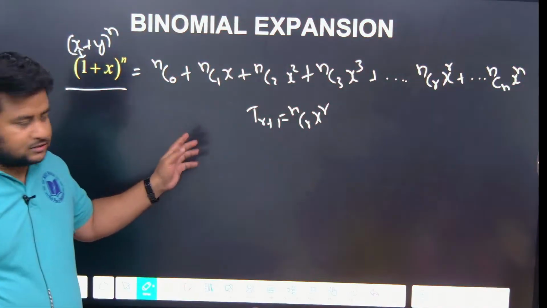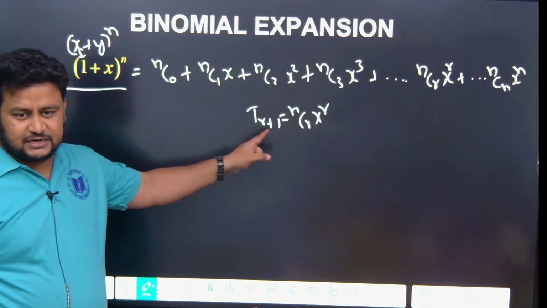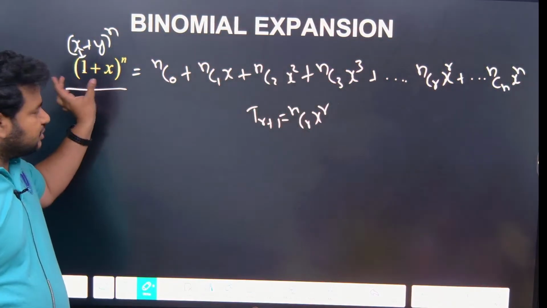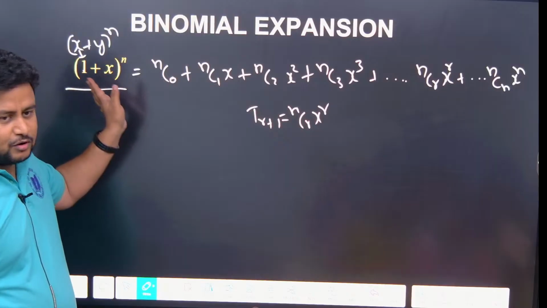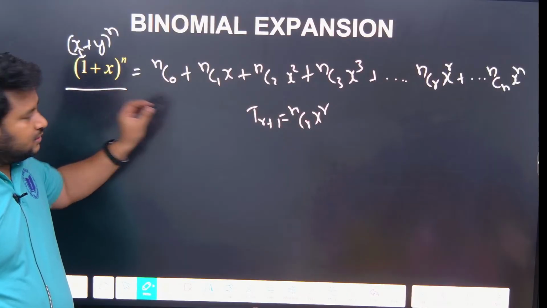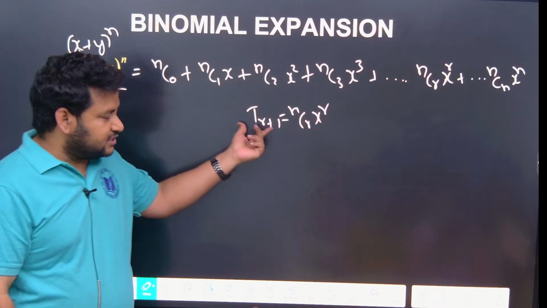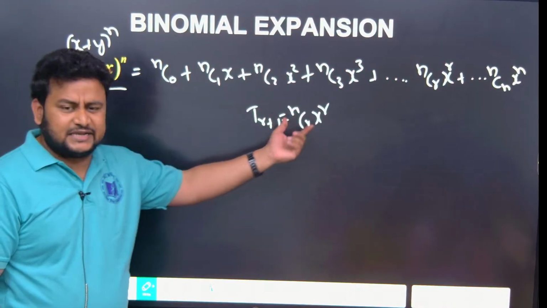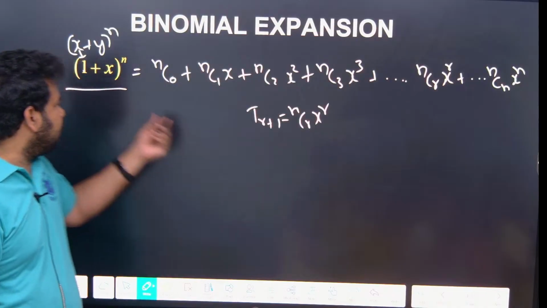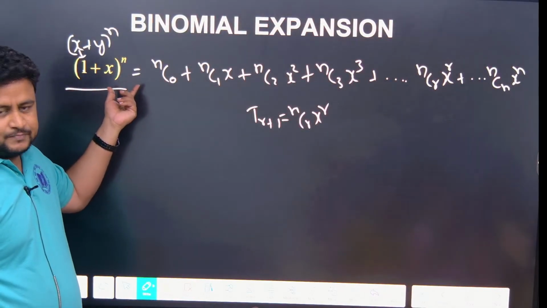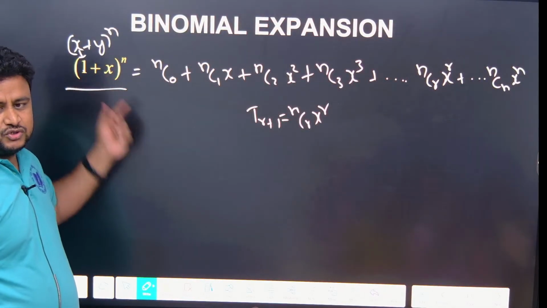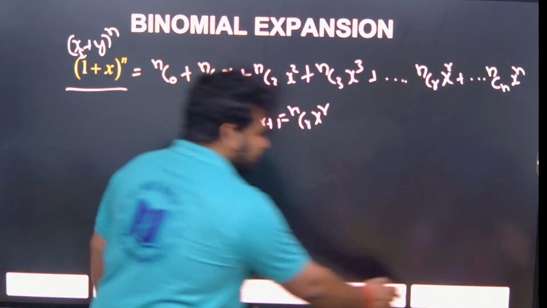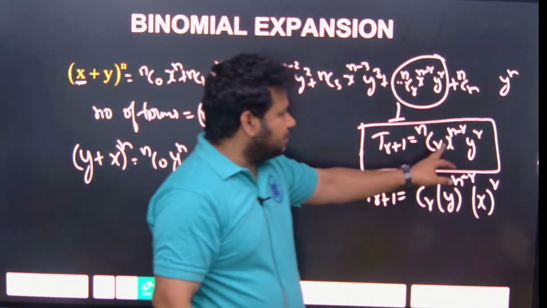How to write this? So, T(r+1) term can be written as nCr x^r. This is the thing you have to remember when it comes to (1 + x)^n. So, they can ask directly, what is the general term of this expansion? That is T(r+1) = nCr x^r. Here there is no y. The y value is itself nothing but x, and here the x value is 1. So, if you compare with this formula, here we have 1 power n - r.